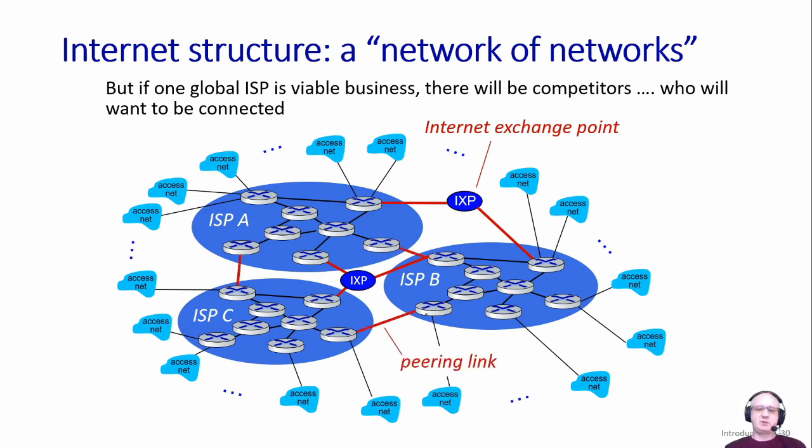Or different ISPs may decide to create direct links between each other, so-called peering links, so the traffic that goes from one ISP to an access network that is serviced by another ISP can travel through this so-called peering link. Okay.